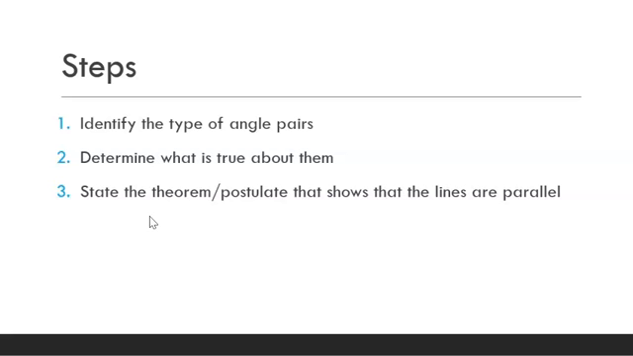It's always going to say converse of. And it's always named after the type of angles that you identified in step 1. So you're always going to say converse of, and then name the angle pair and write the word theorem or postulate at the end. Okay, so let's take a look at some examples of doing this.